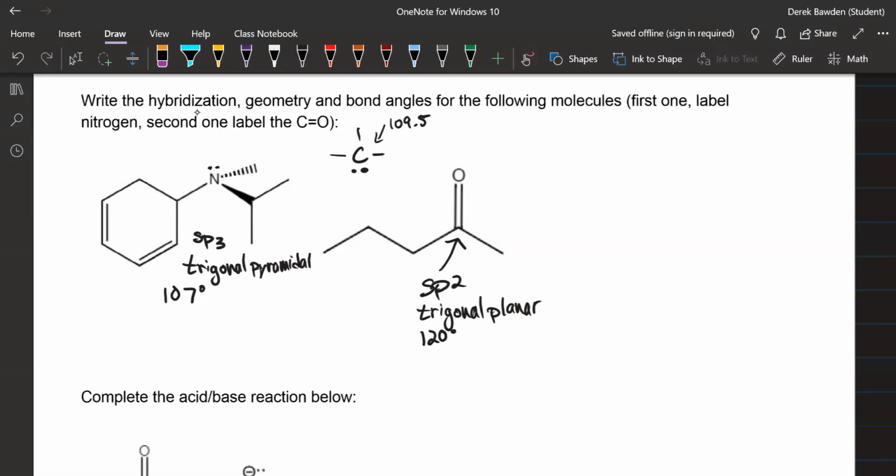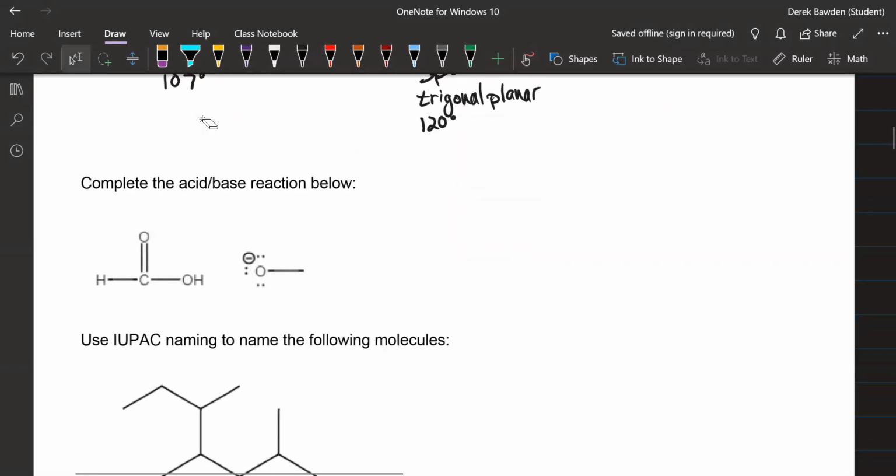Awesome. All right, so we want to complete the acid-base reaction below. Okay. So what's our acid here? Is it going to be the left or the right? Perfect. We have acid. And this will be our base. Acid-base chemistry, what happens first?